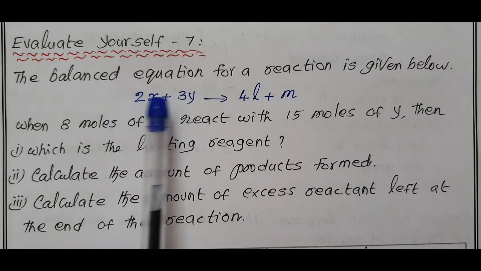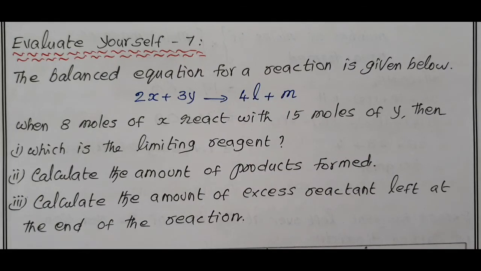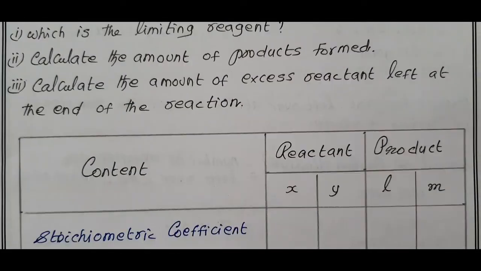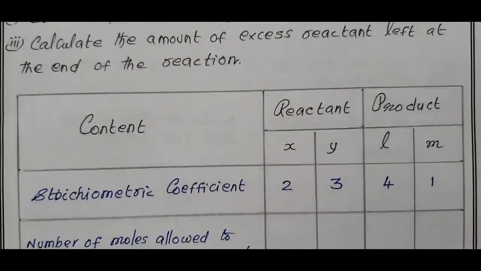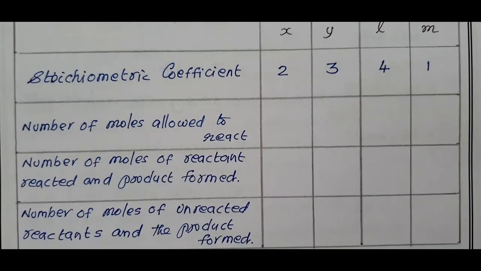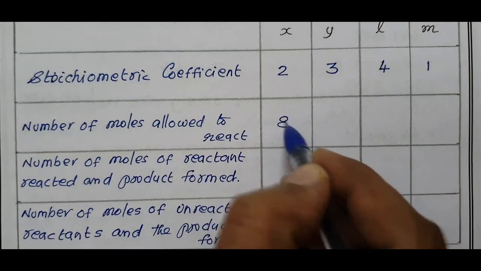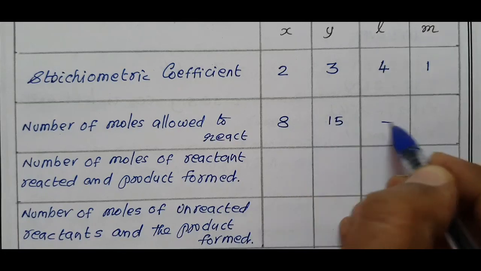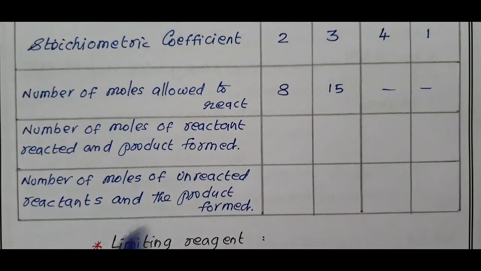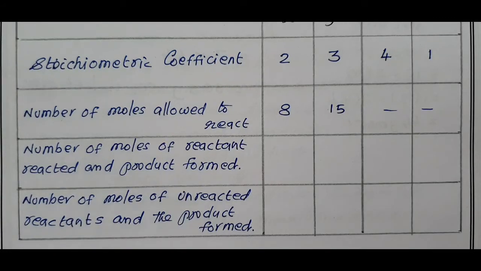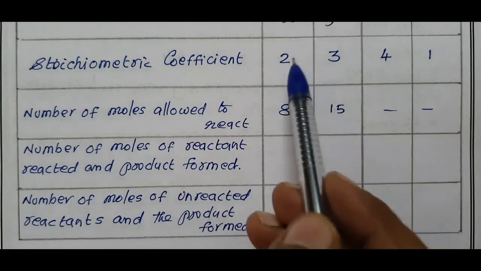Stoichiometric coefficients 2, 3, 4, 1. How many moles of X? 8. How many moles of Y? 15. First, fill up all these things. 2 moles of X undergo reaction with 3 moles of Y to give 4 moles of L and 1 mole of M. So, in our question, it is given as 8 moles of X undergo reaction with 15 moles of Y to give the product. We have to find out the number of moles of reactant reacted and product formed from the stoichiometric coefficient.